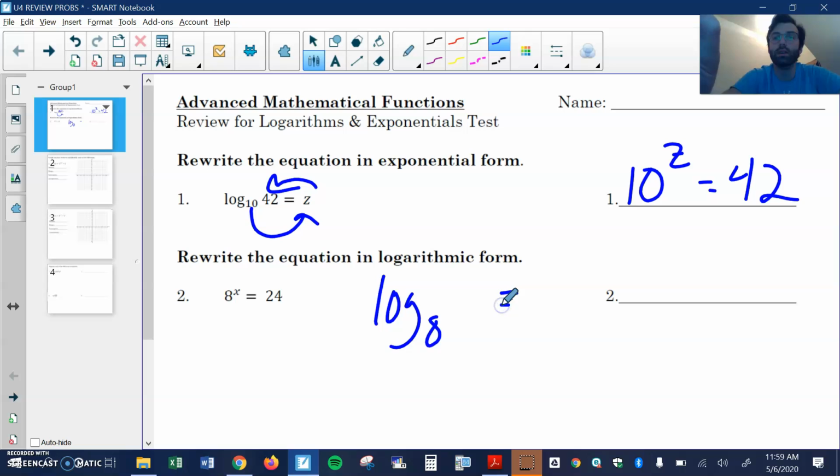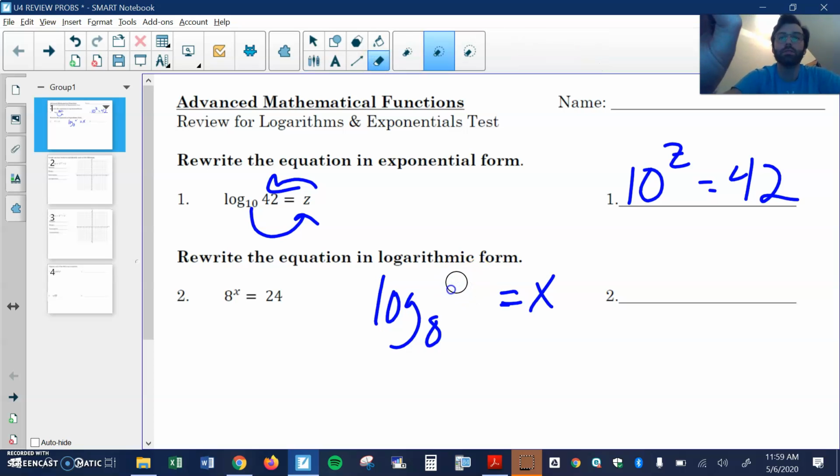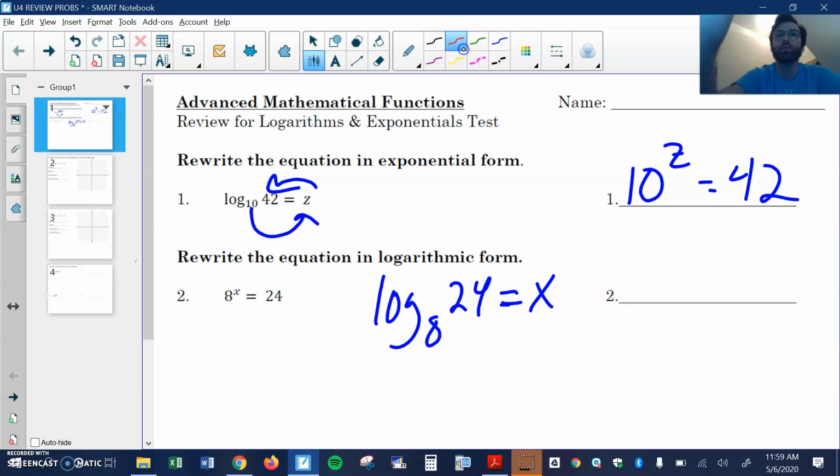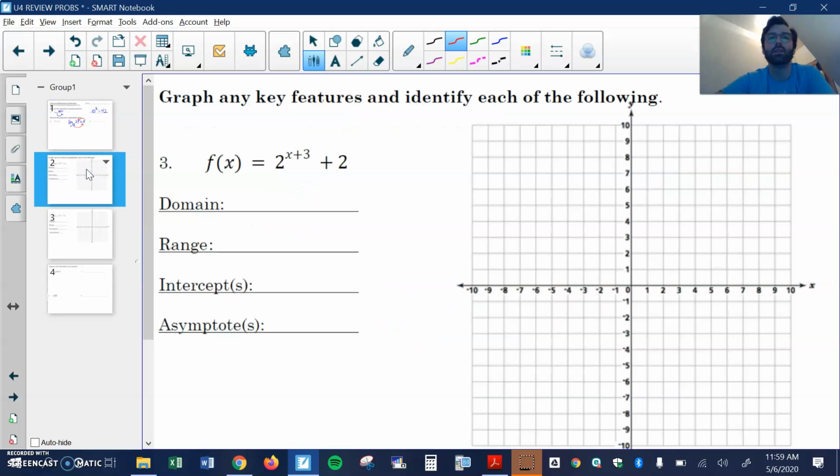The z came from the other side of the equal sign, so we're undoing our circle of life. So the x, and then our answer, oops, I was going to write 42. Our answer is 24. So the way to check your work, think about circle of life: 8 to the x equals 24. That's exactly what I wanted.